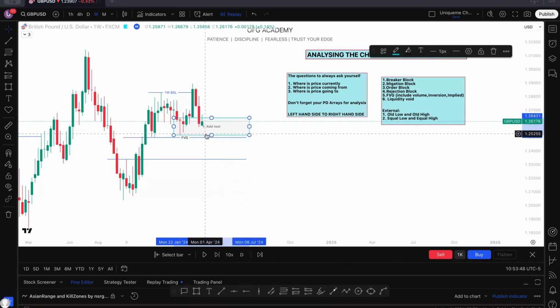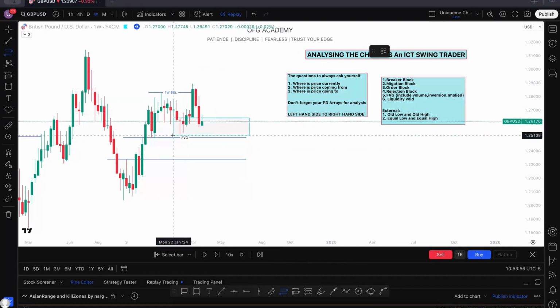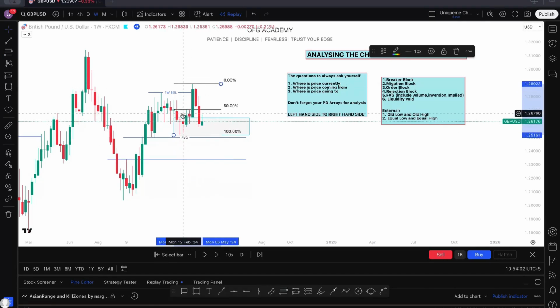Is there another block? Yes, there's another block here. Is there a rejection block? I can't see any there. Is there a fair value gap? Before you mark your fair value gap, you take what? Your Fibonacci from this low to this high. And at my discount level, since price is on a bullish scenario, there is no fair value gap under 50%.